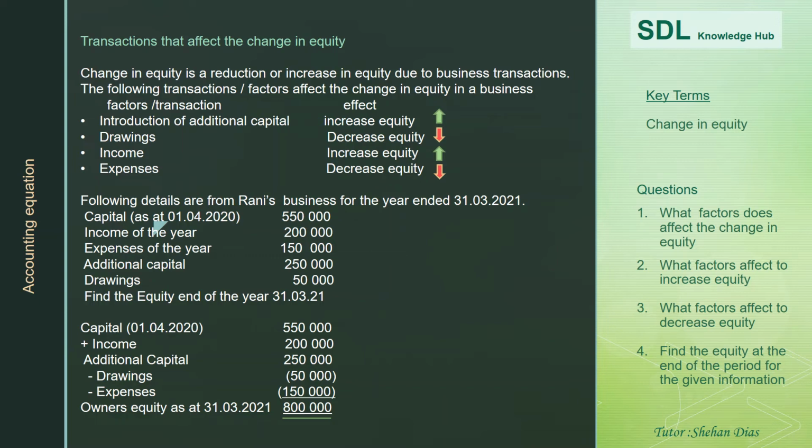So using the knowledge of which items constitute an increase and a decrease, we can add and subtract from the opening equity balance. The opening equity balance, capital, is 550,000, so you add 200,000 income and add additional capital 250,000, then deduct the ones that will reduce equity, drawings 50,000 and expenses 150,000. So we end up with the final balance of equity of 800,000.